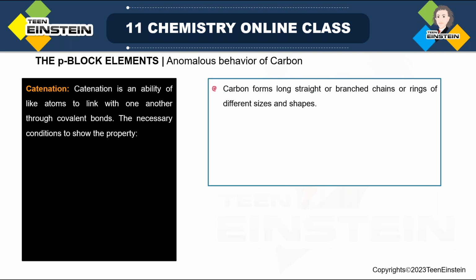Now, when we are talking about anomalous behavior, the most important factor is catenation. Catenation is actually a property. This property is maximum in the case of carbon, because of which it can form a very large network of types of structure. But what is catenation? Catenation is the ability of like atoms. That means the same atoms will link with another same atom.